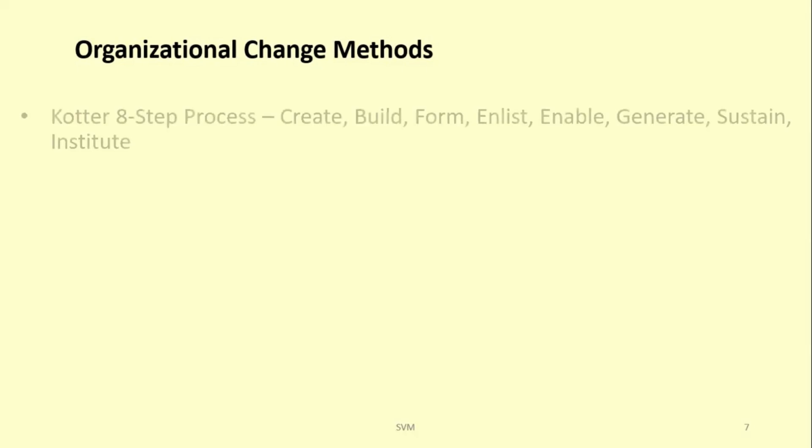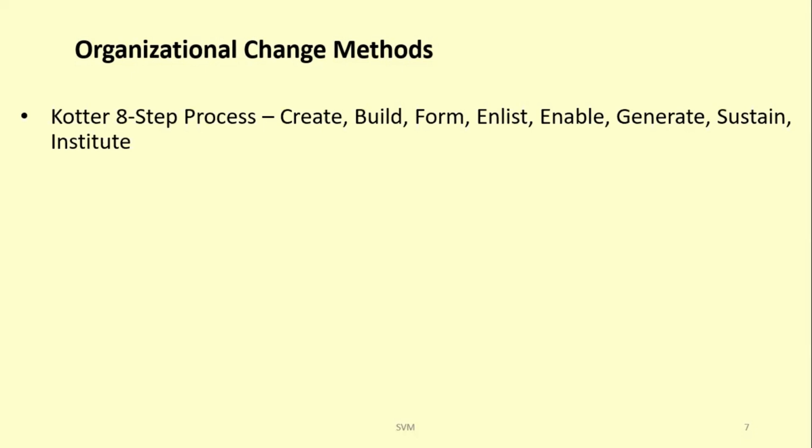What are the different organizational change methods we have? We have nearly around 8 or 9 methods. We'll see some of them. First one is the Kotter 8-step process. The process steps are create, build, form, enlist, enable, generate, sustain, and institute. When they say create, it is about creating an urgency for the identification of the need for a change, and then establishing a sense of urgency, and then communicating the importance of the change. That is what create talks about.